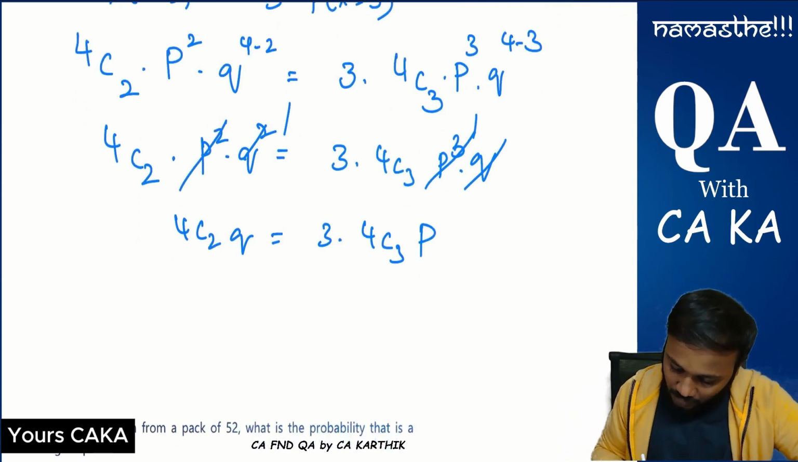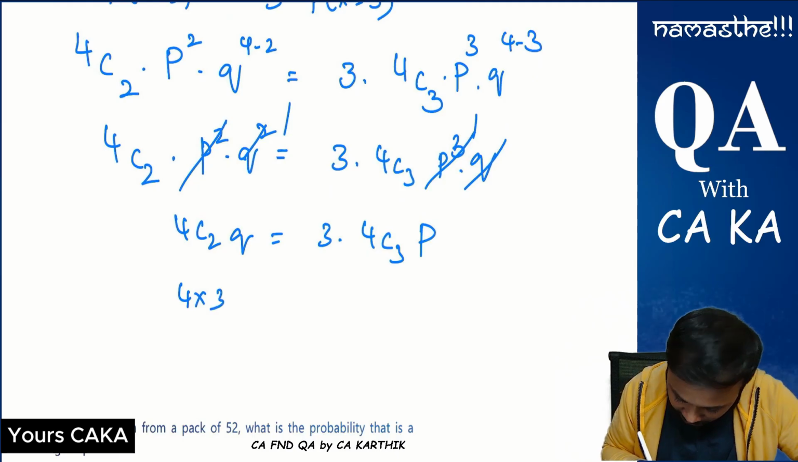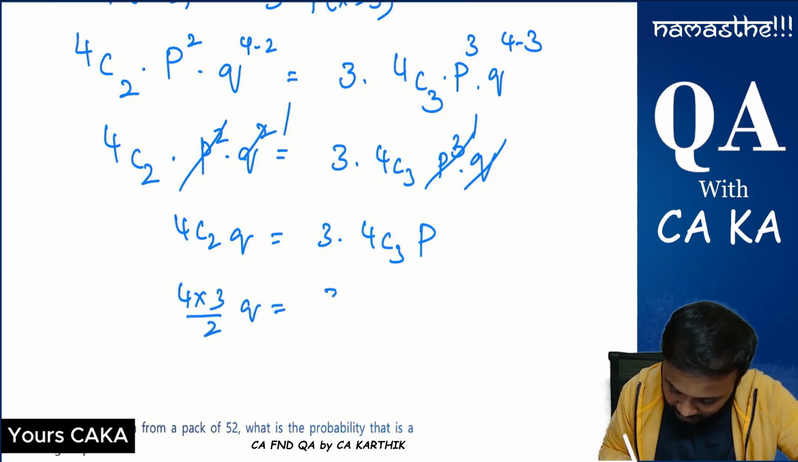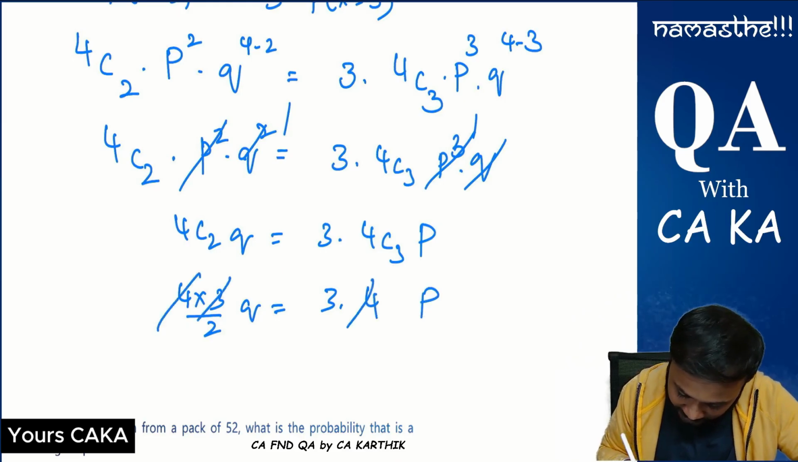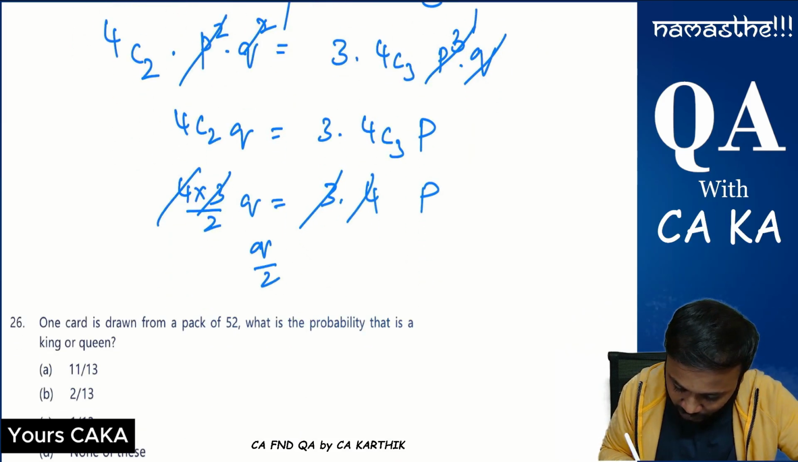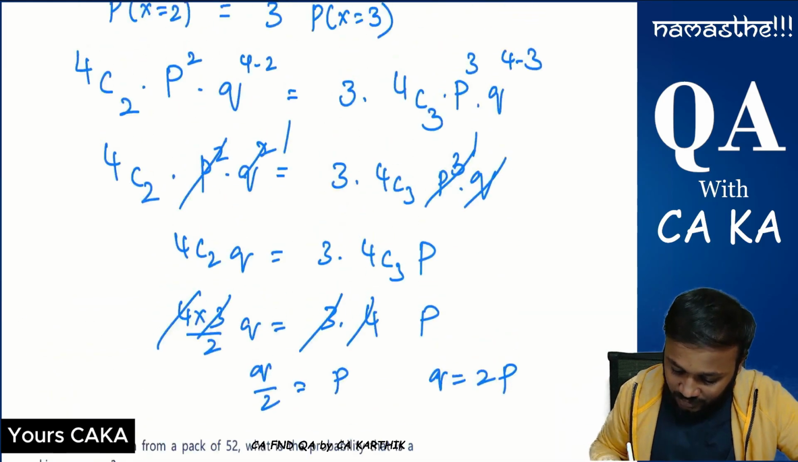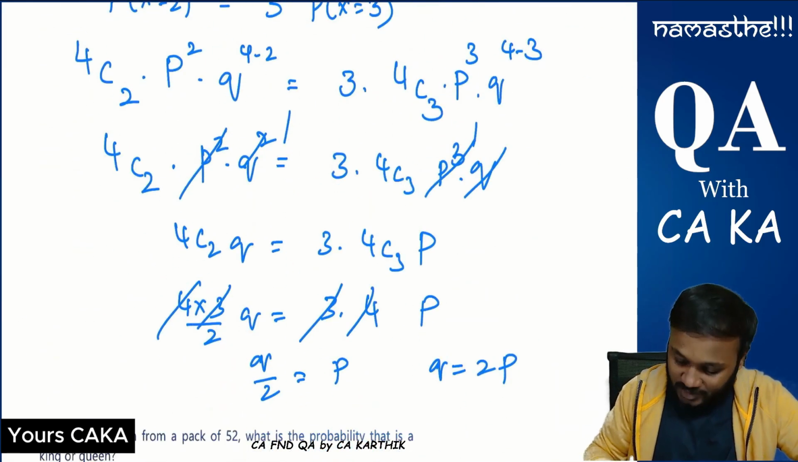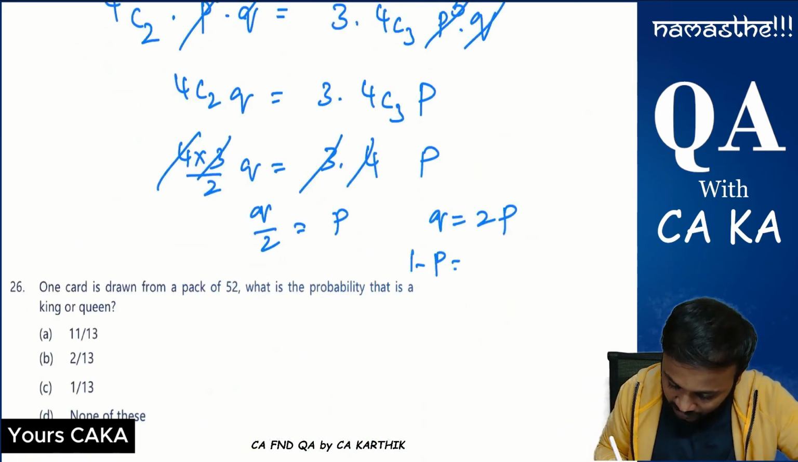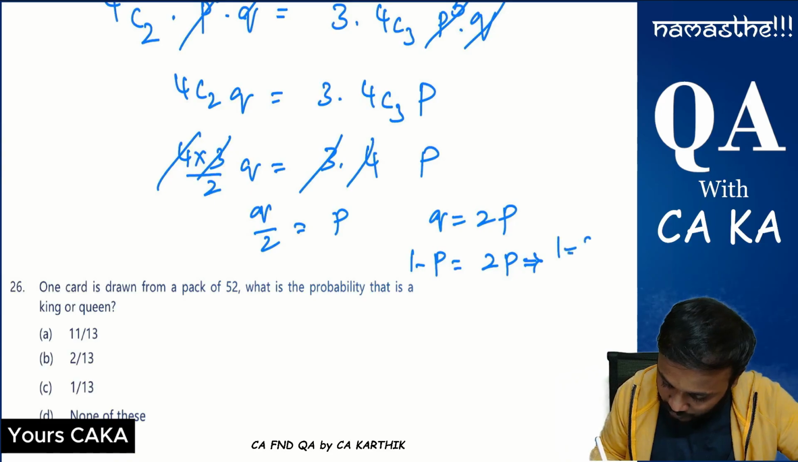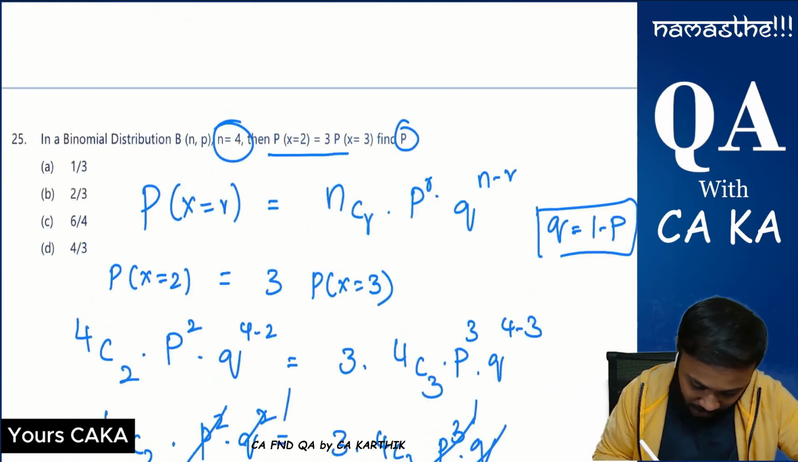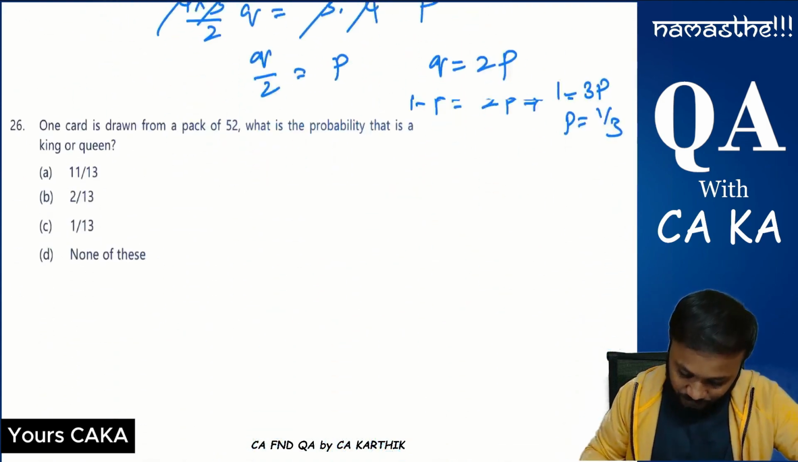Now what can you write for 4C2? 4 into 3 by 2. I hope you all remember the shortcuts. And 3 into 4C3 can be written as 3 into 4 into p. So 4 gets cancelled, 3 gets cancelled. It will be q by 2 is equal to p. So q is equal to 2p. You have learned q is equal to 1 minus p. Substitute here: 1 minus p is equal to 2p, which gives 1 is equal to 3p. So p is equal to 1 by 3. Check the options. Option A is the right answer.